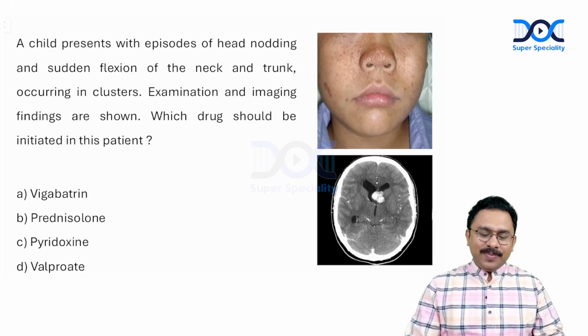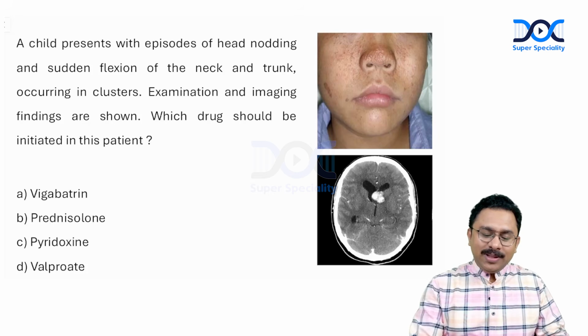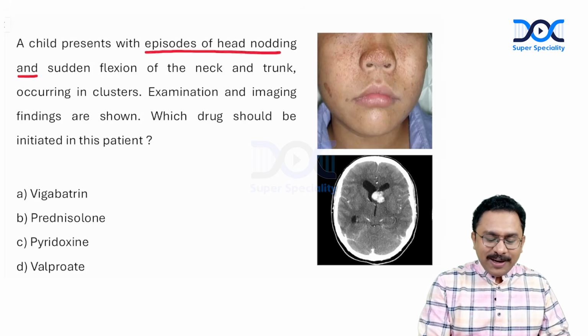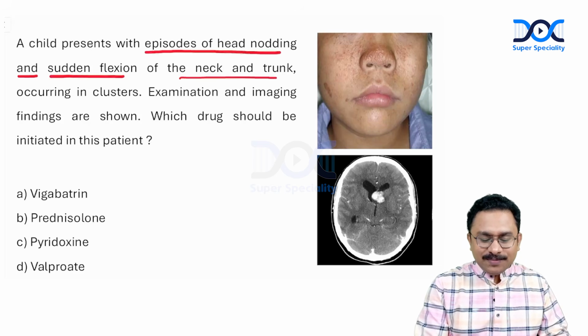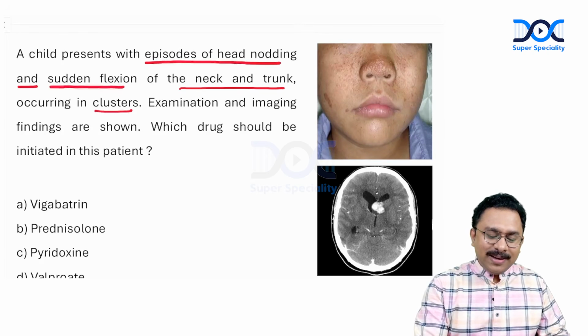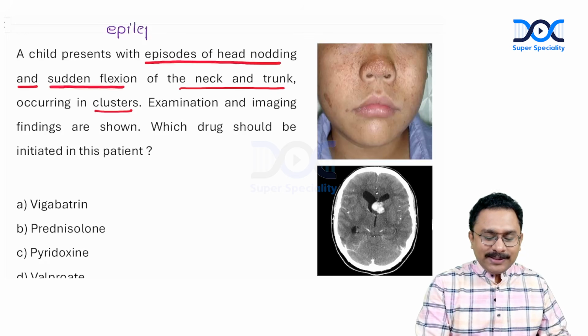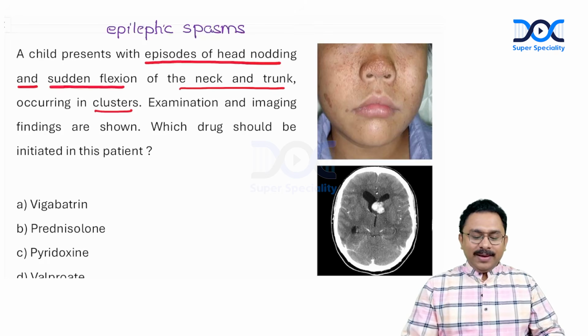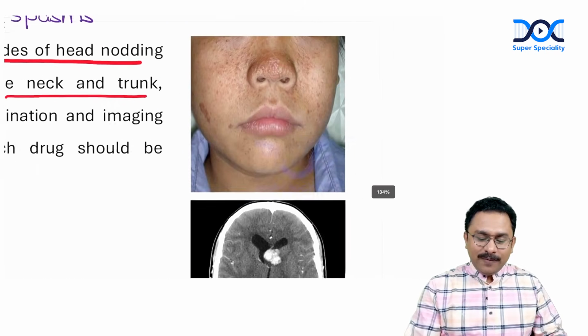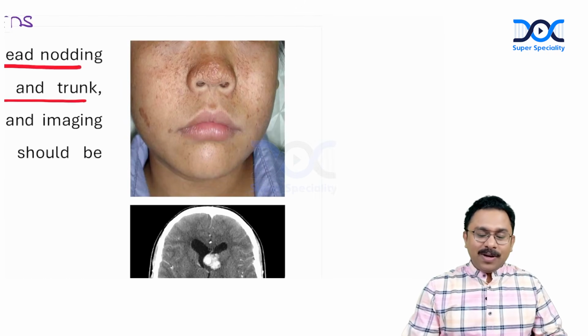What do you think? So child presenting with episodes of head nodding and sudden flexion of neck and trunk occurring in clusters. I am probably considering this to be epileptic spasms. Okay, what am I considering? Epileptic spasms, right? Okay. Examination findings. Now, if I look at the imaging, what am I seeing?